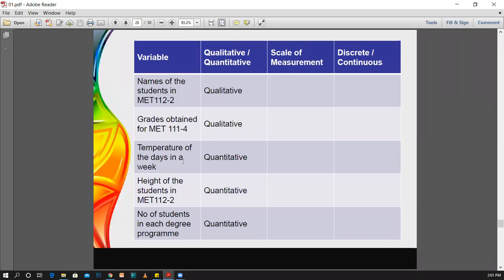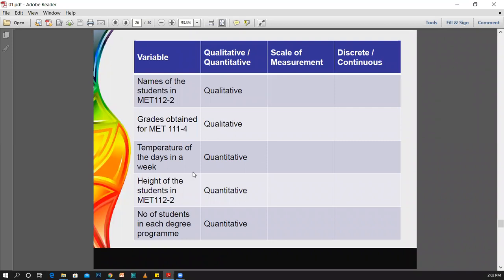Then the temperature of days in a week. Normally, we are measuring the temperature using the Celsius scale or the Fahrenheit scale. If you are considering the Celsius scale or the Fahrenheit scale, definitely you do not have a true 0 point there. Since we do not have a true 0 point, we have to categorize it under the interval scale of measurement.